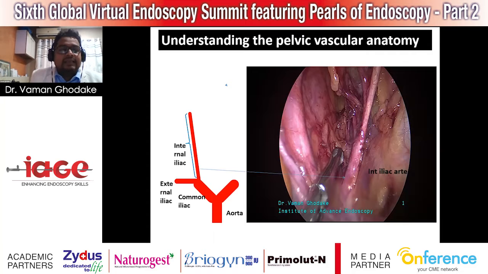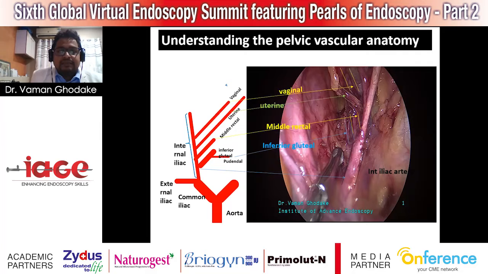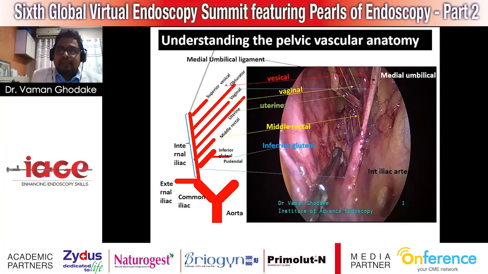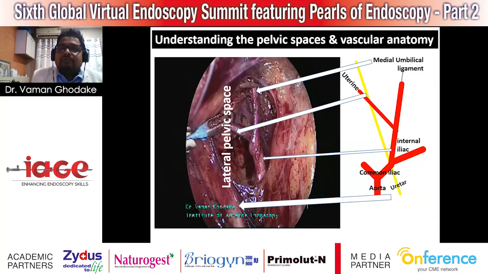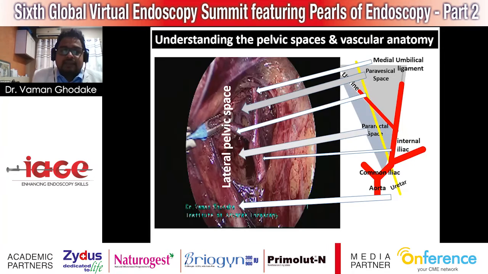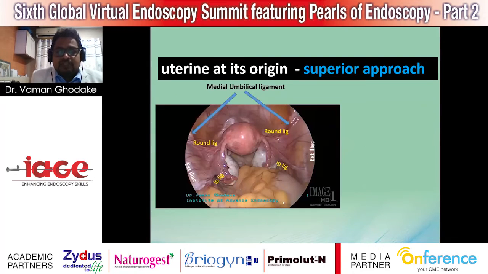This is the internal iliac artery, then the inferior epigastric, then the middle rectal, then the uterine, then the vaginal, then the vesical, and just behind that vesical, there will be the obturator. Then the anterior division continues as the medial umbilical ligament. Now, the medial umbilical ligament, this is the internal iliac artery and the ureter, and this is the lateral pelvic space. This space is divided into two by the uterine artery: anterior, that is the paravesical space, and posterior, that is the pararectal space. Now we'll see a few demonstration approaches.